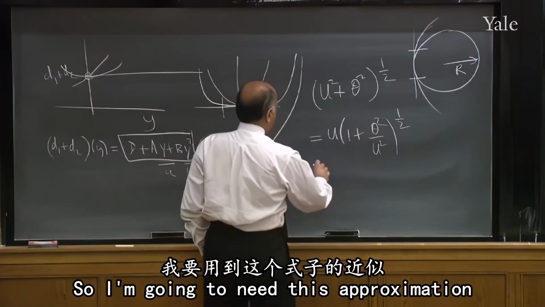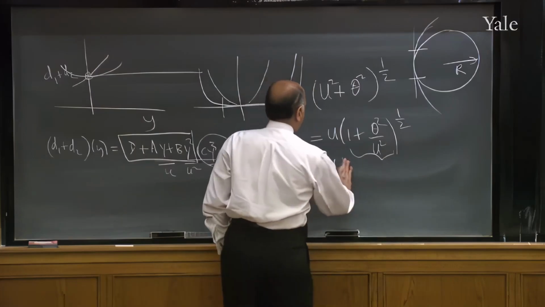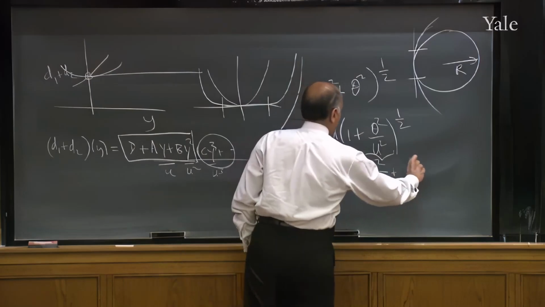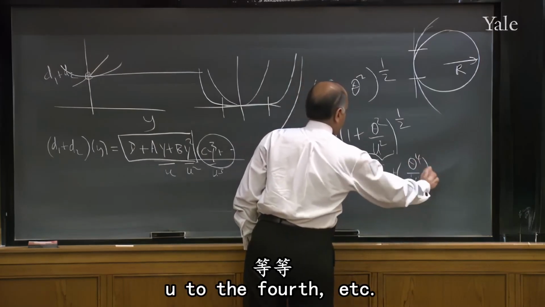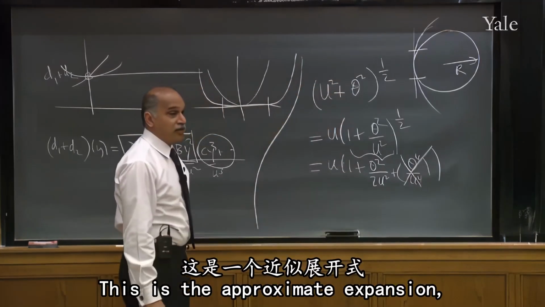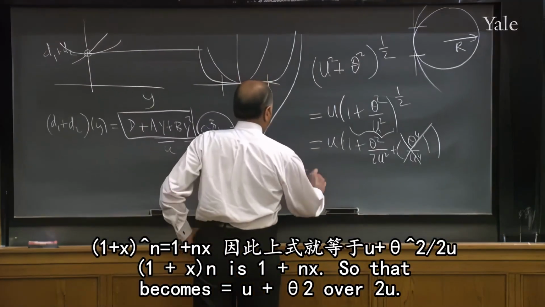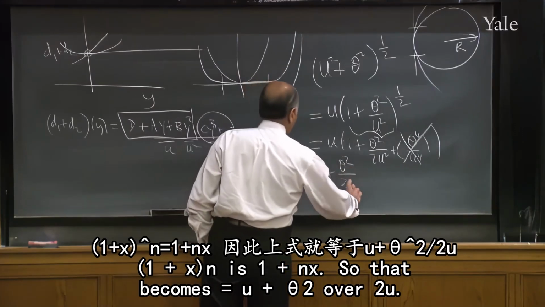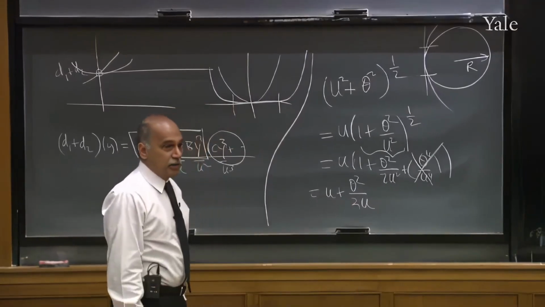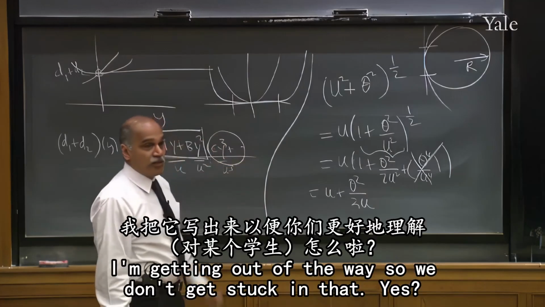So I'm going to need this approximation that looks like u. Now this thing I'm going to write as u times 1 plus theta squared over 2u squared plus dot dot dot, theta to the fourth over u to the fourth, etc. I'm going to drop all this. This is the approximate expansion: 1 plus x to the n is 1 plus nx. So that becomes equal to u plus theta squared over 2u. Let's bear that in mind. This is just a mathematical preliminary I'm getting out of the way so we don't get stuck on it.